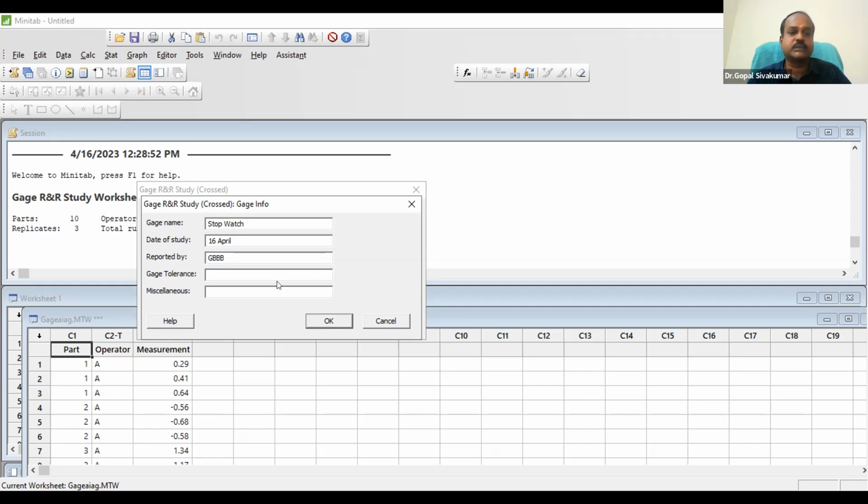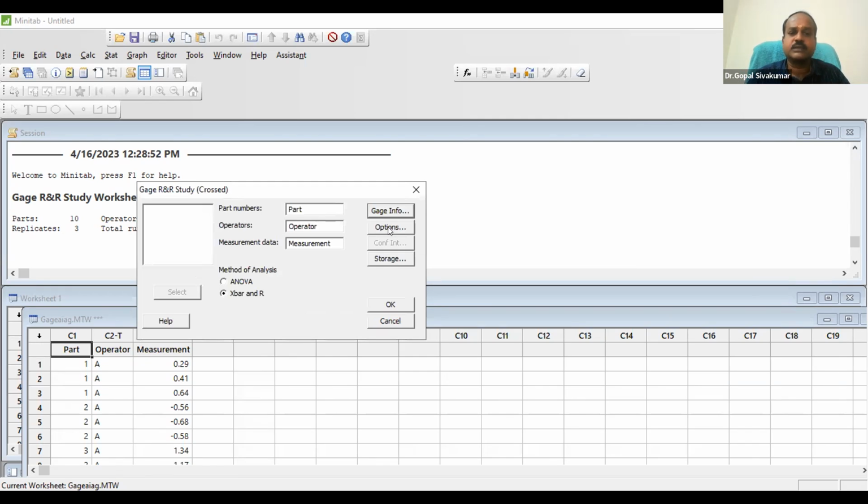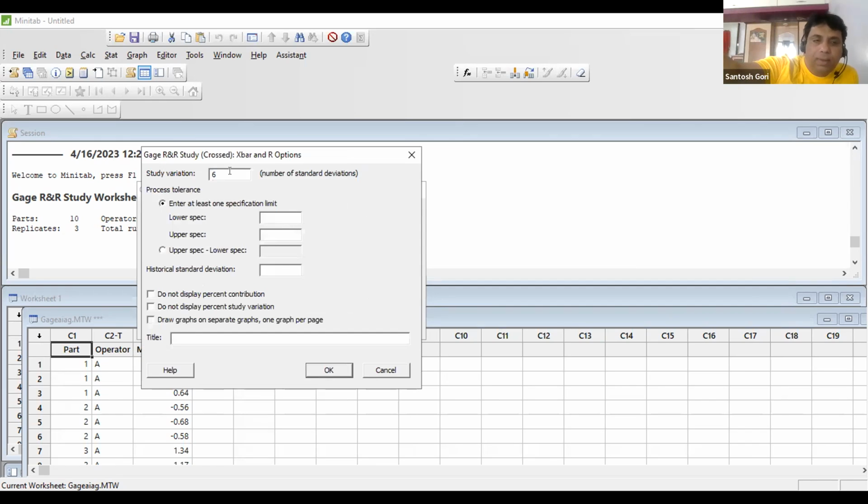Green belt and black belts. And gauge tolerance, if at all there is any gauge tolerance, you can mention some value. All these things will appear in your report, and in real time it will make sense. But now it is just to let you know. And now go to options. Can you see the number 6? Yes. I also used the number 6, isn't it? During explanation. That same number, the meaning is here.